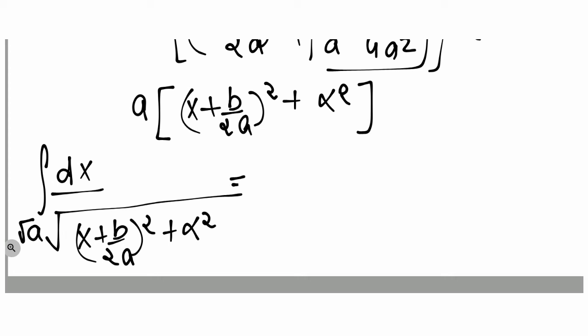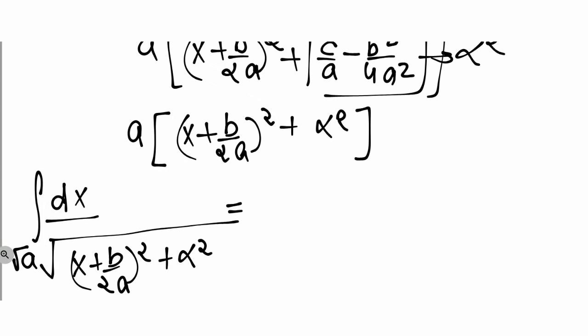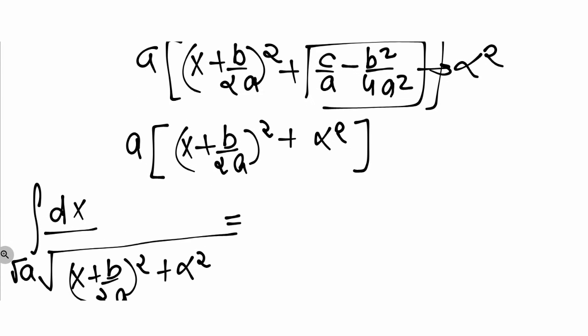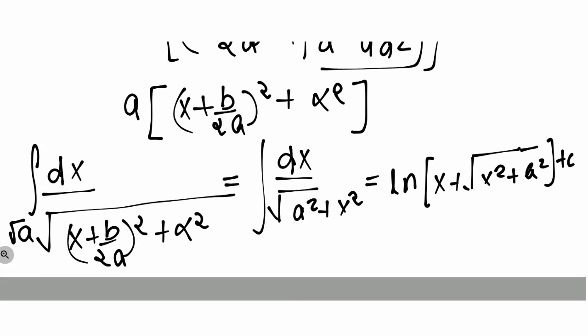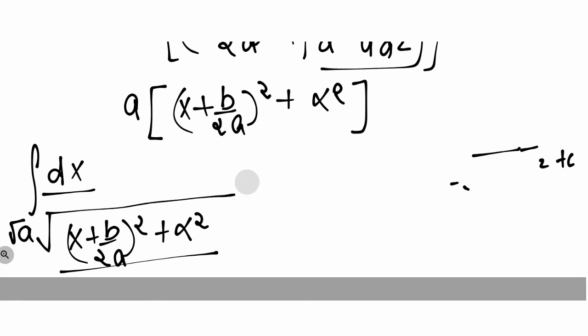Now what would be the integration of this? If you integrate dx by root under a square plus x square, you would get its integration as ln x plus root under x square plus a square plus c. So in the same way, this and this form are the same, you guys can understand, but instead of x, here it is x plus b by 2a. So let's erase it.